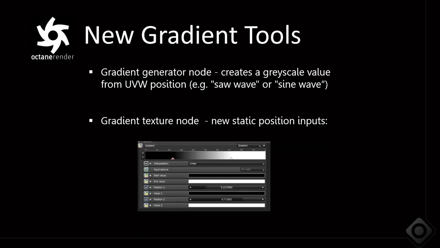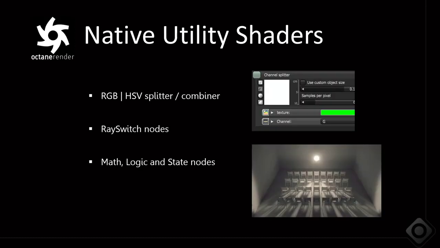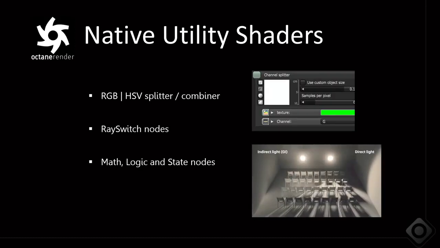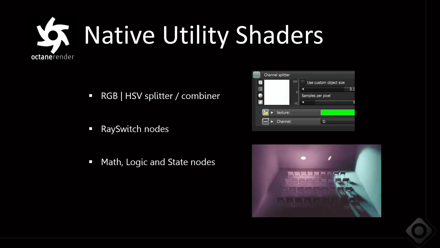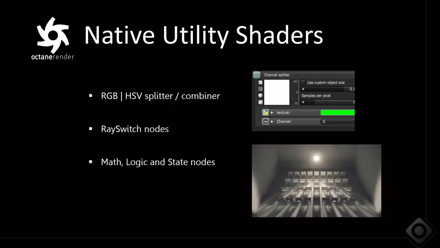Improvements to the gradient system are going to be coming up pretty quickly as well. We're going to have a gradient generator node. The gradient texture node will have static input pins, which is helpful. And then a lot of the utility shaders that we've made available on the forums and in LiveDB, we're baking into Octane, and we're going to do everything we can to improve them. Some of them are actually from users, like the ray switch node that you're seeing on the bottom right here. But we're also going to add full math, logic, and state nodes. Pretty much all the utility nodes that you see in Arnold, by virtue of us also adopting standard surface and having scene parity with Arnold, will be in the native utility shader system pretty soon, which is great.